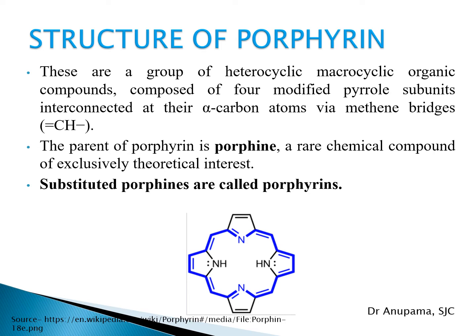These are a group of heterocyclic macrocyclic organic compounds composed of four modified pyrrole subunits interconnected at their alpha carbon atom via methane bridges. The parent of porphyrin is porphine, a rare chemical compound of exclusively theoretical interest. Substituted porphins are called porphyrins.